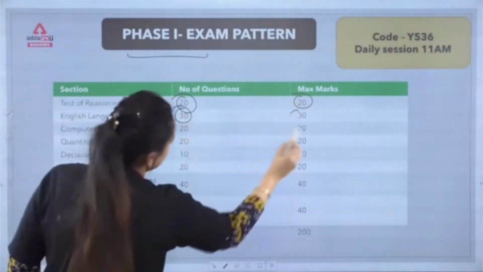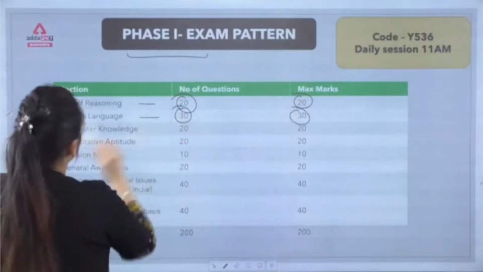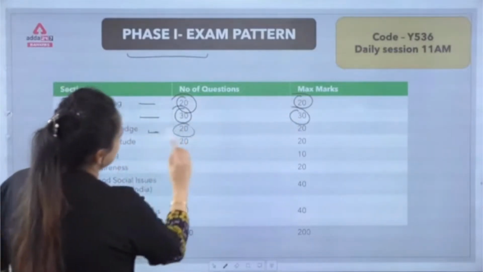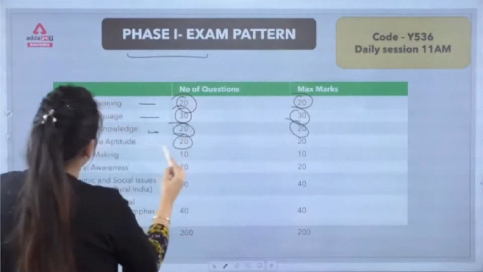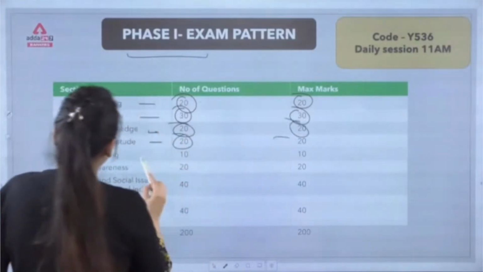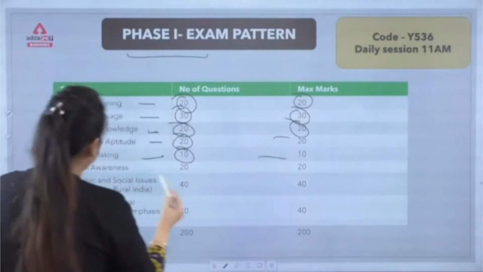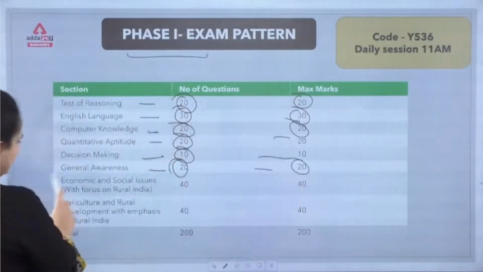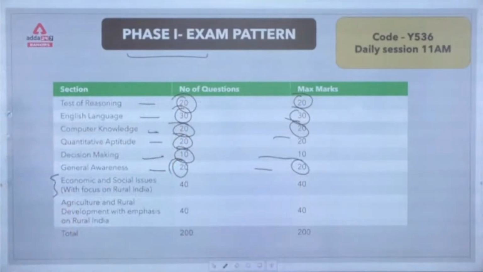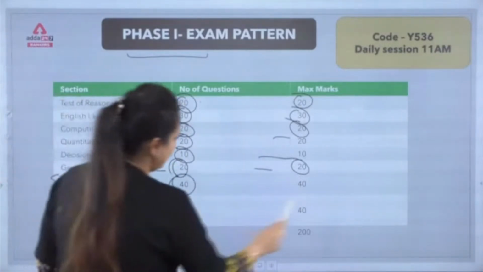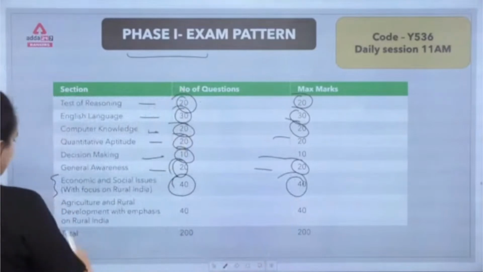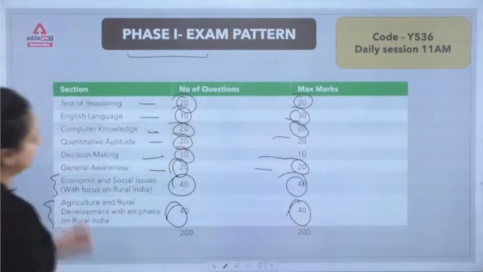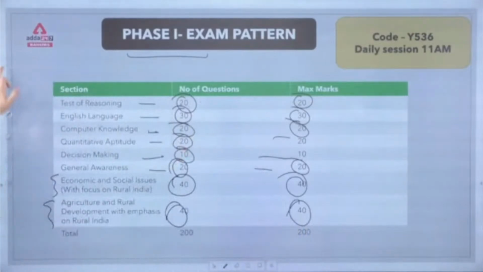30 questions, 30 marks for English language. For test of reasoning, we come up with 20-20. For computer knowledge it is 20 and 20. For quantitative aptitude, 20-20, decision making 10 on 10, and general awareness 20 for 20. The economic and social issues with focus on rural India is 40, and then this is again 40. And then agriculture and rural development again 40 and 40. I hope this is clear to everyone till here.